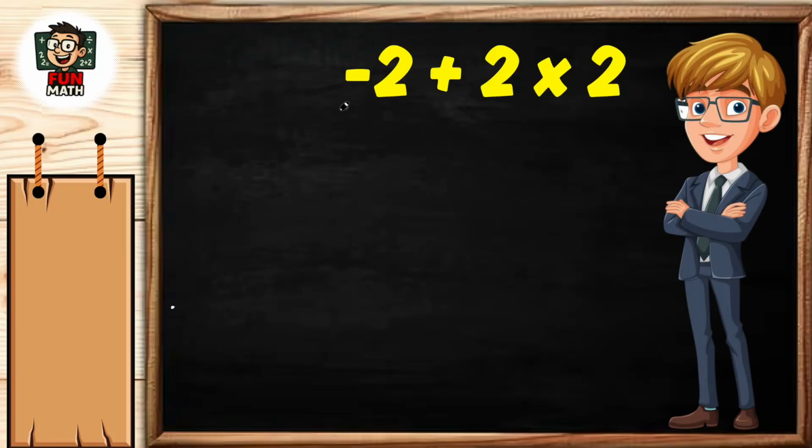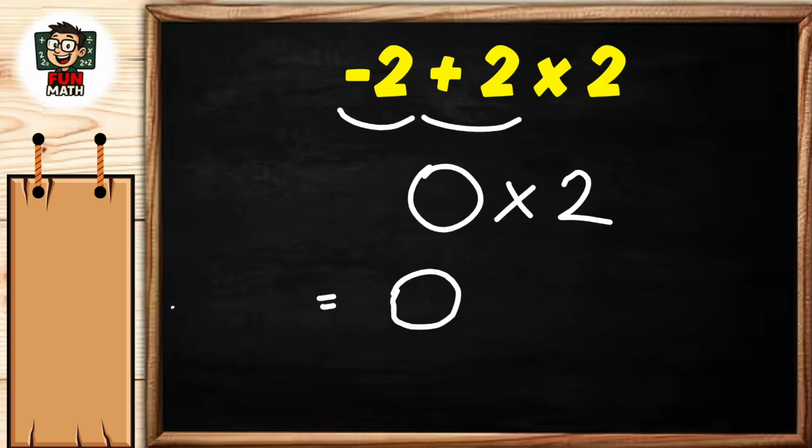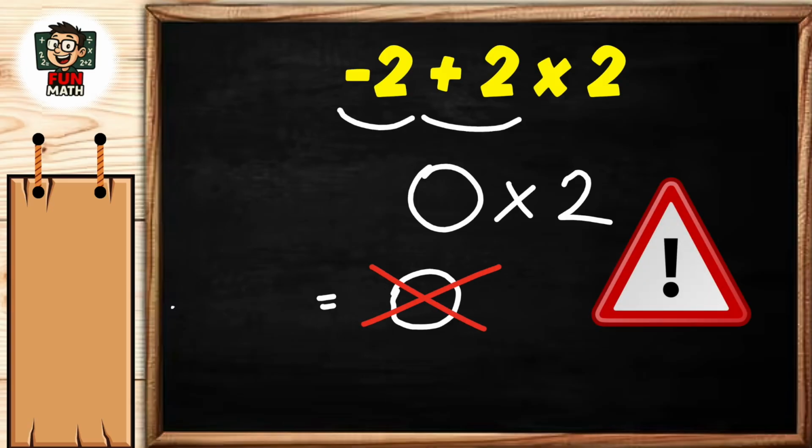Let's look at the solution. -2 and +2 equals 0. 0 times 2 equals 0. If you solve the question this way, you solved it incorrectly.